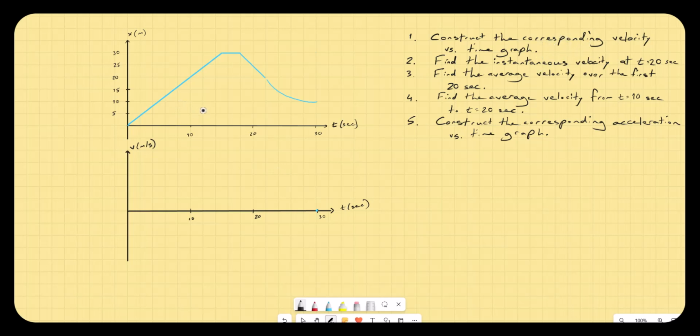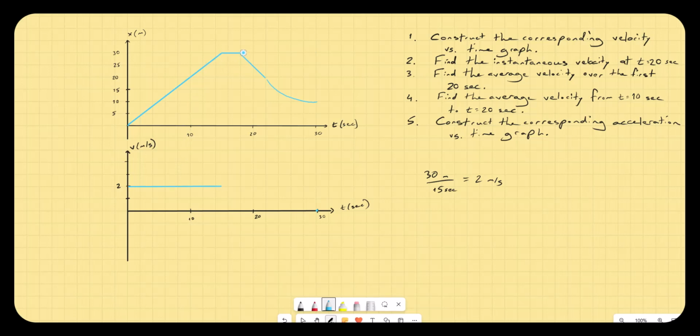For the first 12, 14, 15 seconds, I am getting a constant speed. I'm moving at some speed. I'm getting 30 meters. I'm doing that in 15 seconds. So 30 meters over 15 seconds means I have a speed of 2 meters per second. So for the first 15 seconds, I'm going to get a speed of 2 meters per second. And it's a flat speed, not speeding up or slowing down.